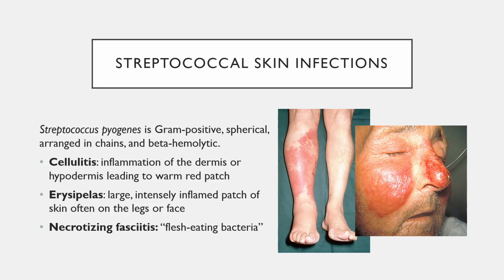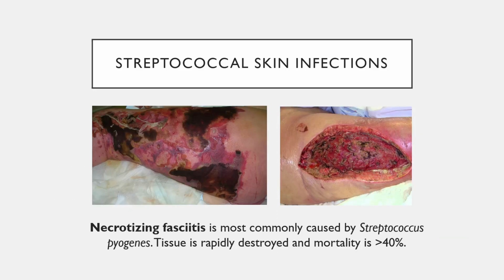bacteria. Now, flesh-eating bacteria is not a professional medical term, and in fact, this phenomenon can be caused by members of other genera of bacteria, but it is most commonly caused by Streptococcus pyogenes. Necrotizing fasciitis results in rapid destruction of tissue, and the mortality rate associated with this condition is over 40%, so it is an extremely dangerous condition.